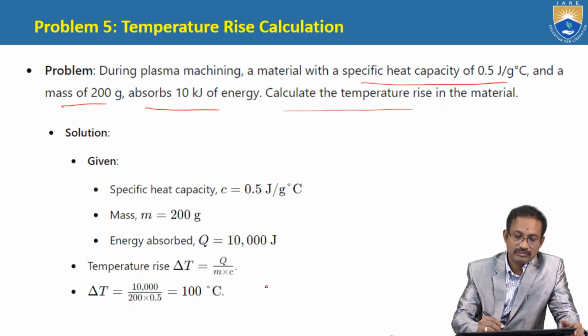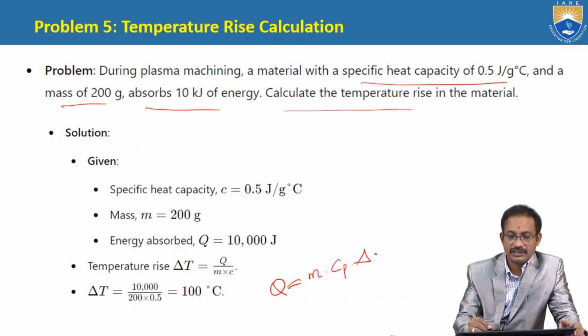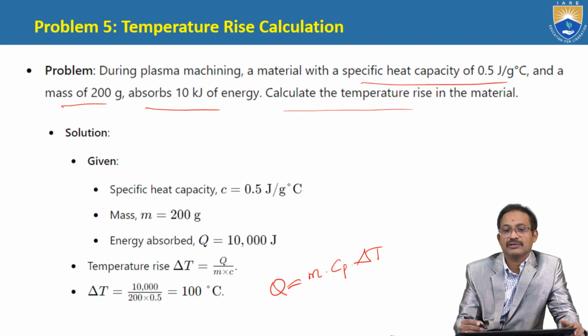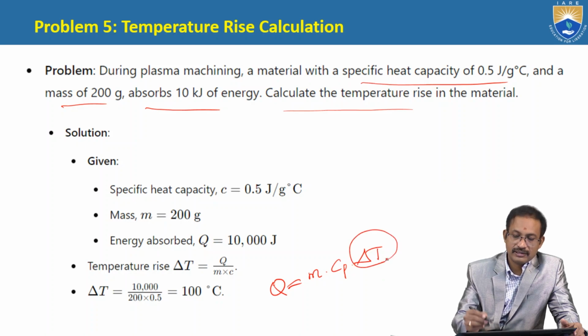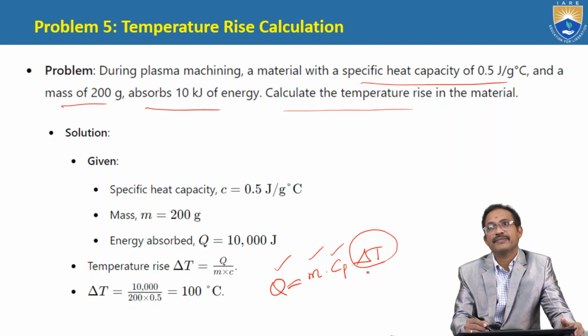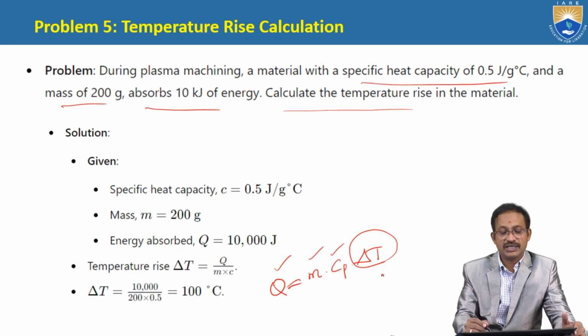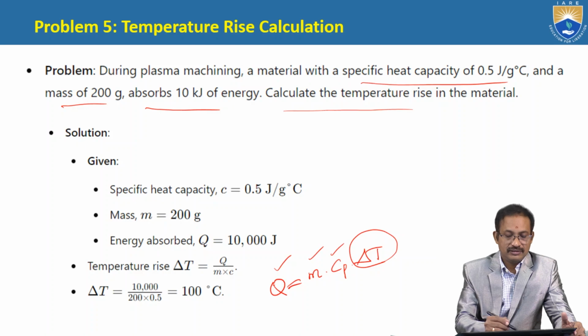So we have the basic formula Q equal to m Cp delta T, where delta T is the temperature rise. We need to calculate this. Here Q is given, m is given, Cp is also given. Just substitute the values so that we get the answer delta T.